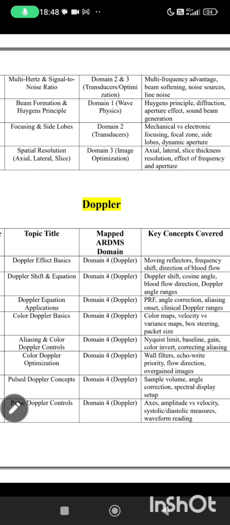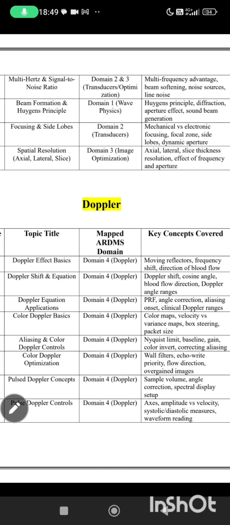Increase or decrease? Decrease transmit frequency to decrease Doppler shift. And increase angle to decrease Doppler shift. Although we don't want to increase angle, because when we increase angle, our error in measurement increases. So it's the least preferred method, but according to physics.